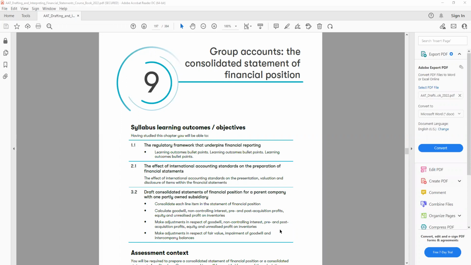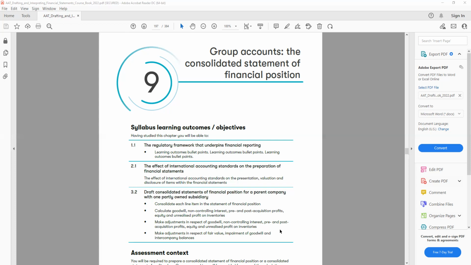This is one of the very important topics that we will cover in this Drafting and Interpreting Financial Statements paper. In the exam, you're expecting at least 30 marks from group accounts. Now, group accounts is the combination of the financial statement and profit and loss account. In this session, we're going to talk about the financial position.